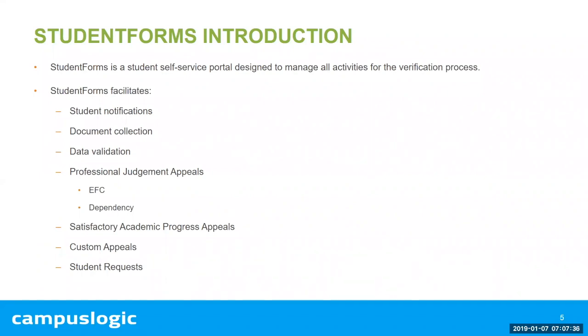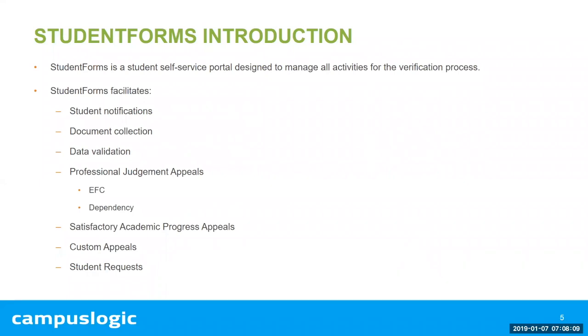So StudentForms is a student self-service portal designed to manage all activities for the verification process. StudentForms facilitates student notifications, which includes emails and text messages. It also includes document collection, which students will upload directly into StudentForms. Data validation, so this is performed off of 4 key identifiers, which is first name, last name, date of birth, and social security number.